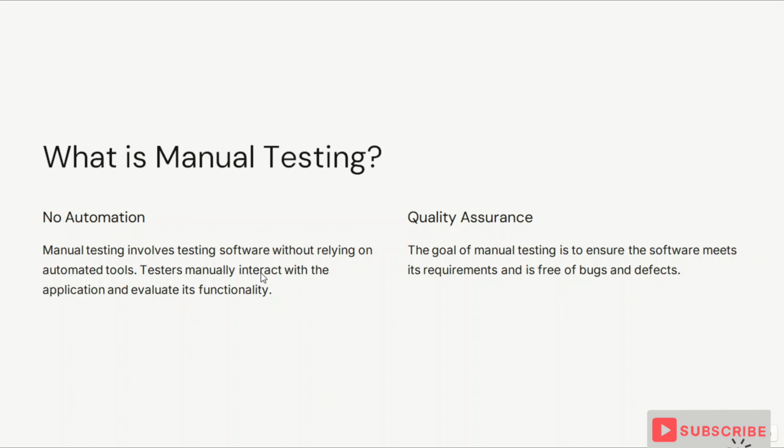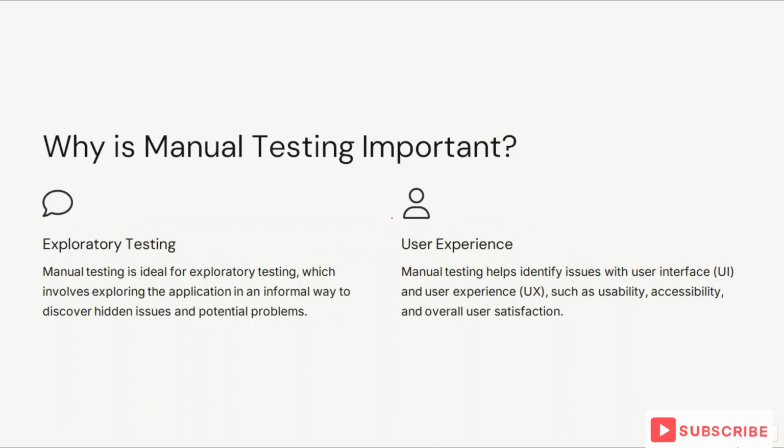Now, the main goal of testing is to find bugs, to make our product bug free. So that is our main goal. Okay. Now, in today's world, why are we talking about manual testing, why are we not talking about automation? So let's discuss why manual testing is important.